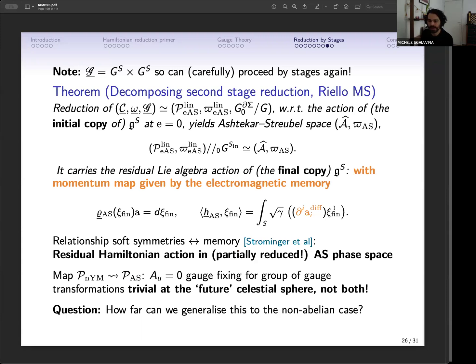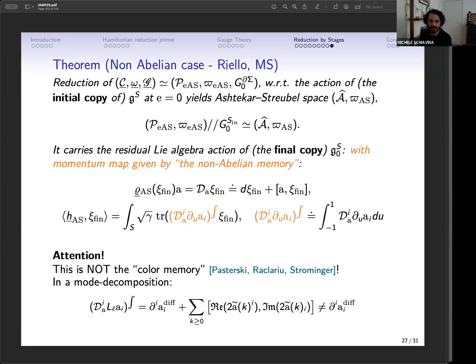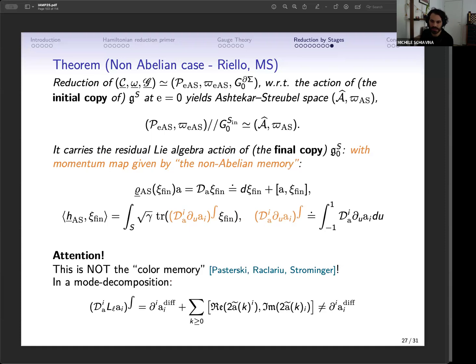Okay. So I'm just going to tell you very briefly that this can be done in the non-abelian case as well. I apologize, I probably should have said that all of this works for the abelian case. In the non-abelian case, something can be said, and you have a very similar result. On the Ashtekar-Streubel phase space for the non-abelian Yang-Mills theory, you still have a momentum map, and this is given by this generalization of the memory observable.